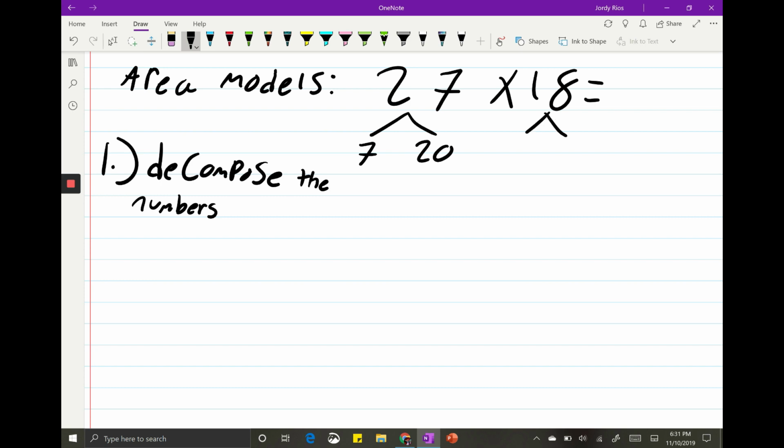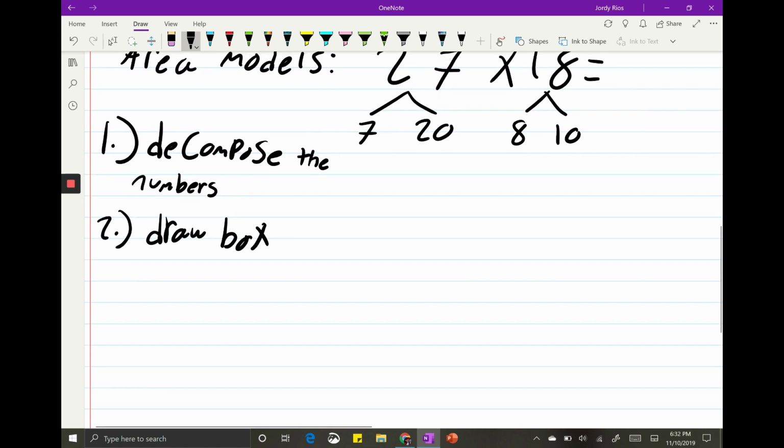So same thing, when we decompose 18, I'm decomposing it to its value. The value of 8 is 8 because that's in the ones place, and the value of 1 is 10 because that is in the tens place. Okay, so that's what that means. You're decomposing a number to its value. Second step is to draw the box.